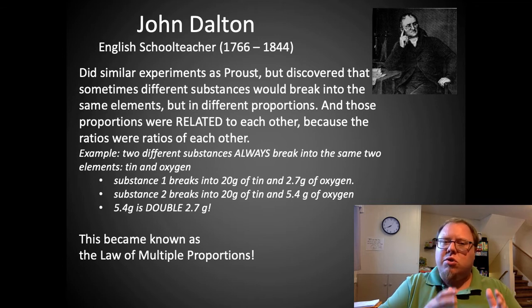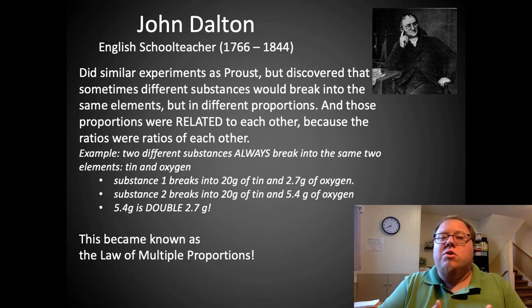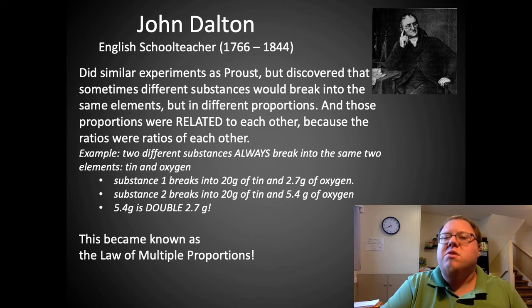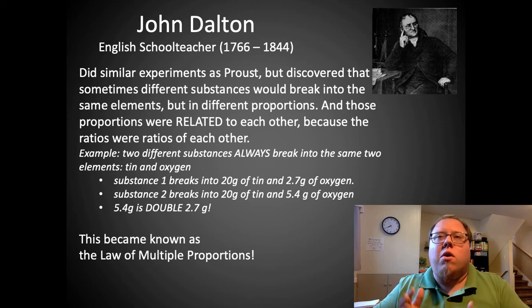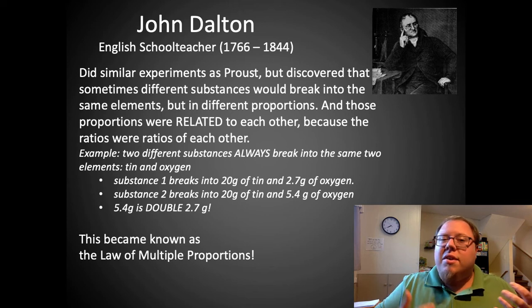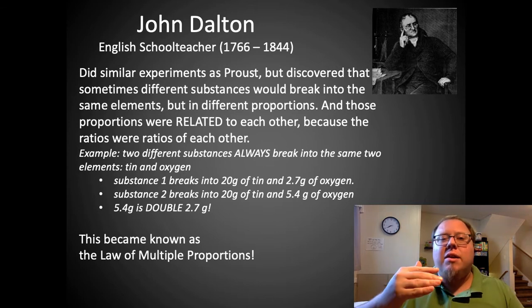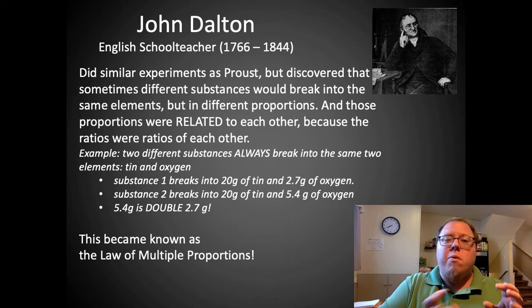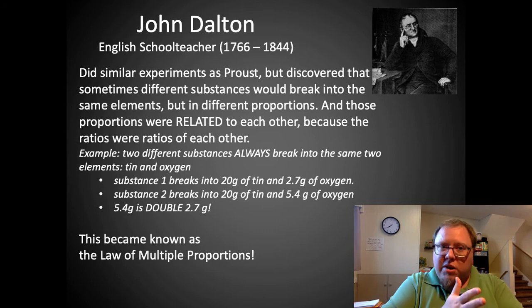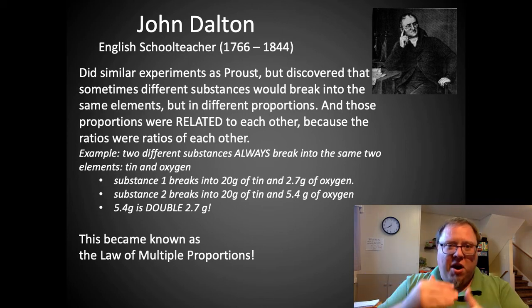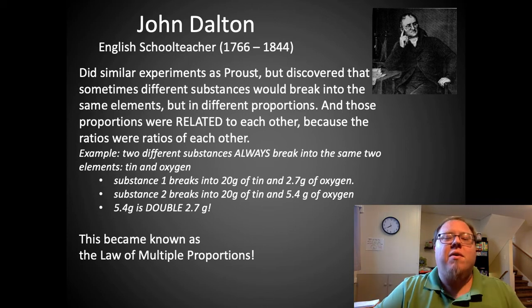So let me explain. Let's say substance number one, you break it apart, you get 20 grams of tin and 2.7 grams of oxygen. Substance two, you break it apart, you also get tin and oxygen. But this time you get 20 grams of tin and 5.4 grams of oxygen. Now, why is this significant? You got the same amount of tin both times, but the oxygen, you got exactly double. So the proportions of these two substances are related to each other. The ratio of the tin and the oxygen in each one is a ratio of each other. So the ratio is a ratio. Anyways, this is known as the law of multiple proportions.